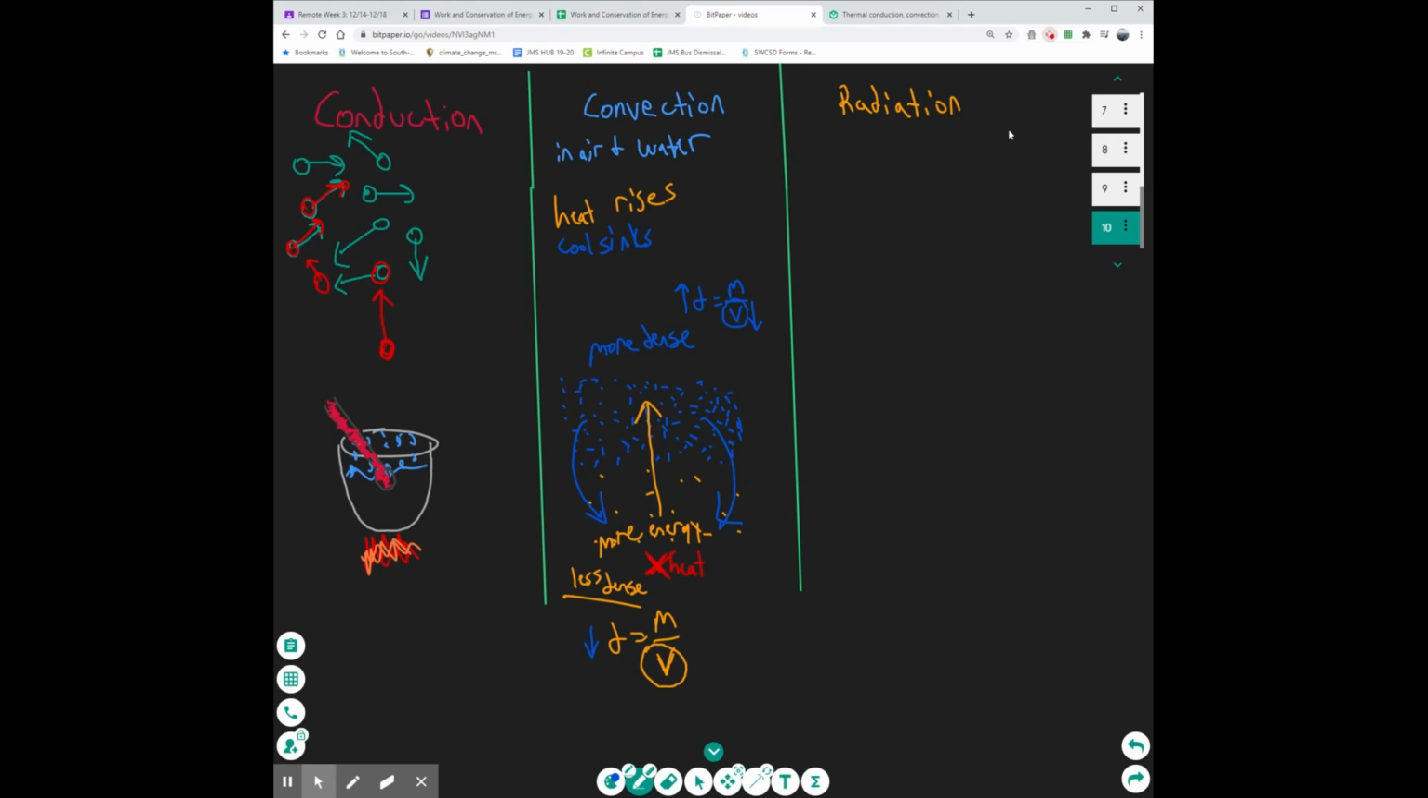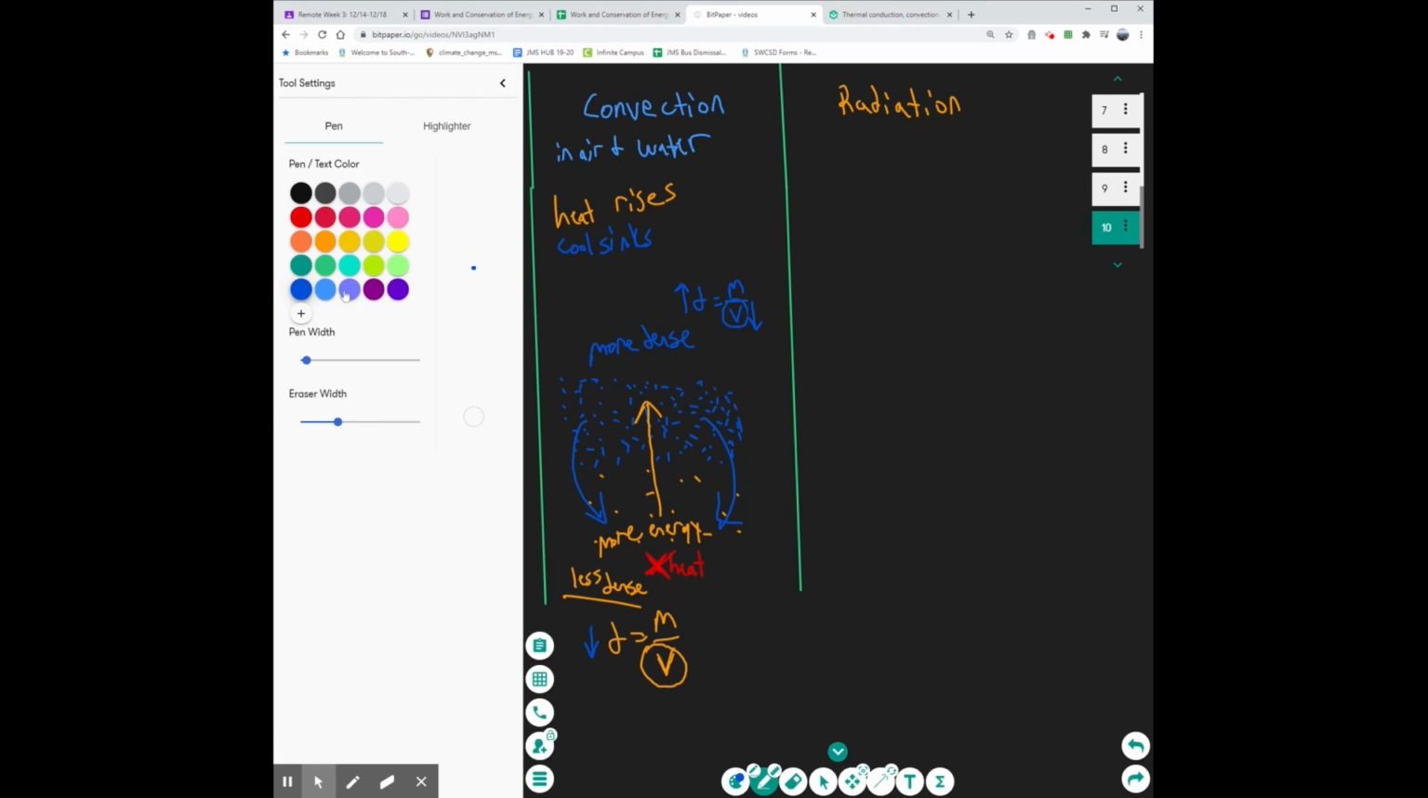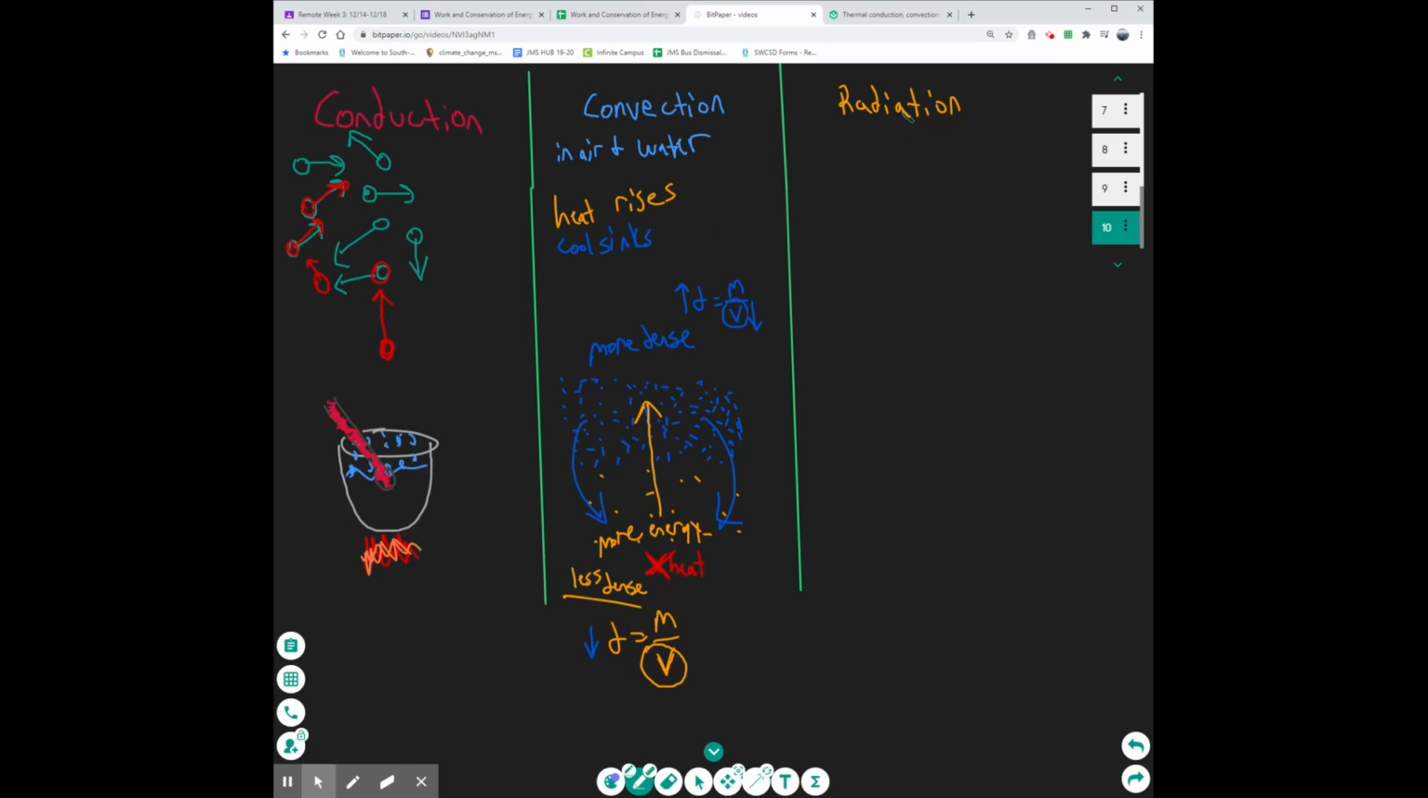Okay, so let's move on to radiation. So radiation is giving off electromagnetic radiation, right? As charged particles accelerate, they give off electromagnetic radiation. Okay. Now, let's talk a little bit about what that means.